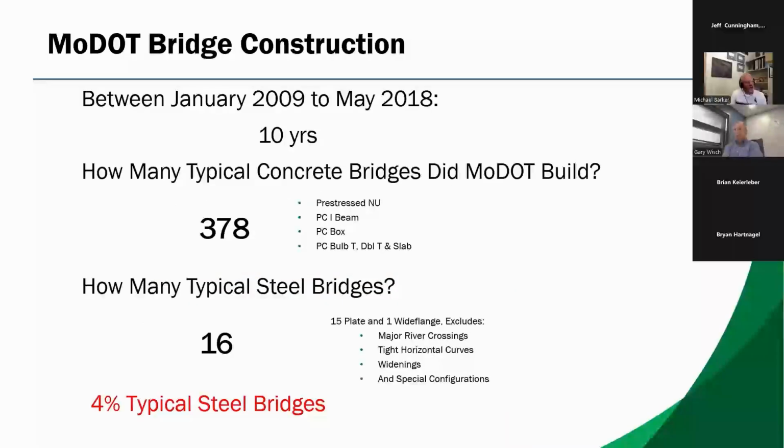So if we look at Missouri bridge construction for over 10 years between 09 and 2018, they built 378 typical, now I do need to say typical, concrete bridges. And they only built 16 typical steel bridges, where 15 of them were plate girders, and only one of them was a wide flange bridge. And if you do the math, that comes out to only 4% of their typical bridges turned out to be steel. Why? Because they assumed steel was $120 per square foot, concrete was 95.